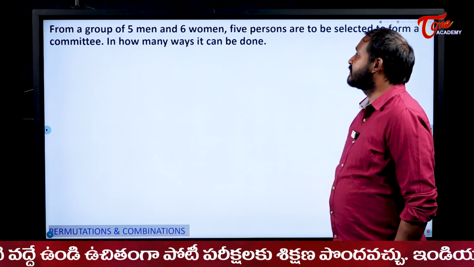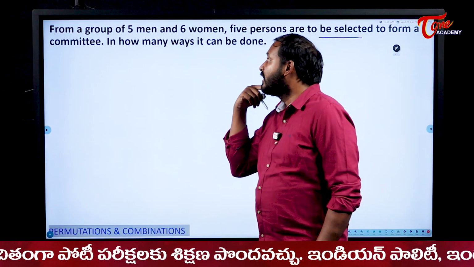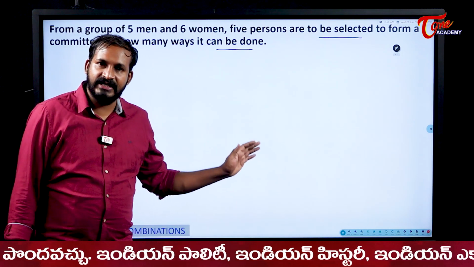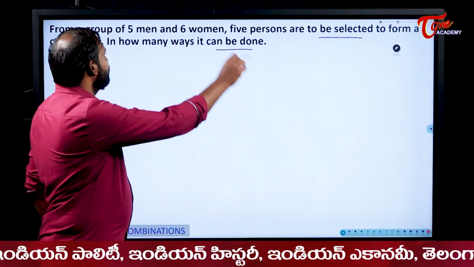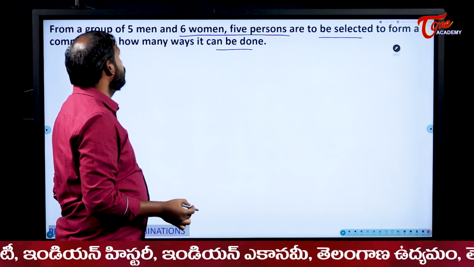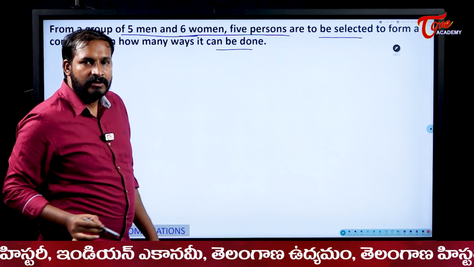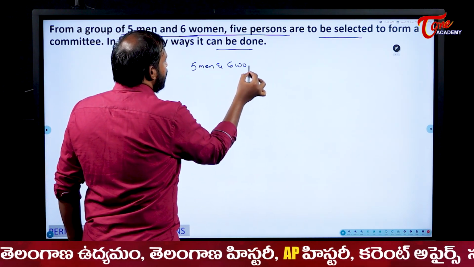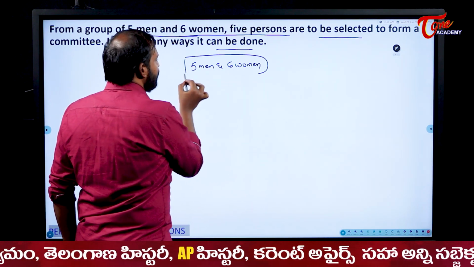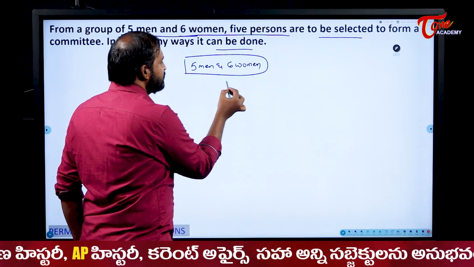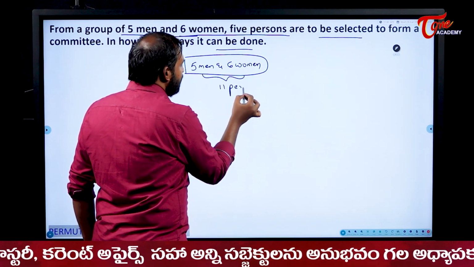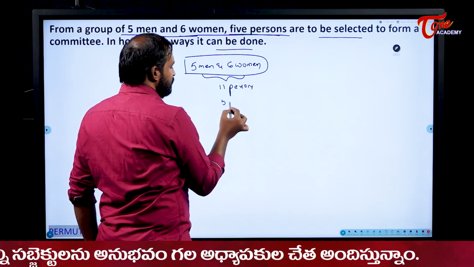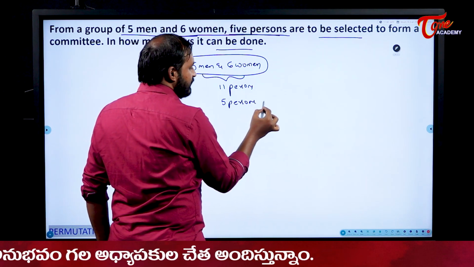From a group of 5 men and 6 women, 5 persons are to be selected to form a committee. In how many ways can it be done? See here, students, a similar one we have already done. Total how many persons are there here? They have given us this data, 5 men and 6 women, just to confuse us. There is no need of mentioning 5 men and 6 women. Directly they could ask, what is the total number of persons? 11 persons. From the 11 available persons, I need to select 5 persons.